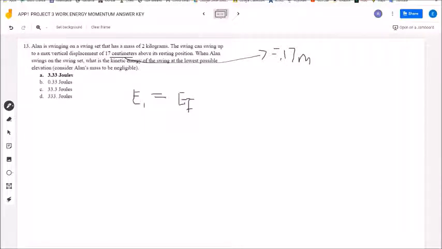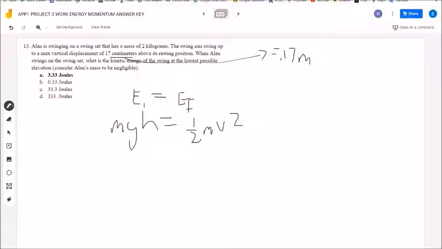Is all potential energy where Alan's in the air and he's not moving. That would be mgh equal to energy final, which is where he's at the lowest point, where it's purely kinetic energy and there's no potential energy at all. That will be 1/2 mv squared, right? And then the m's cancel out, so mass doesn't matter anyway. Wait, no. You want m to stay here.